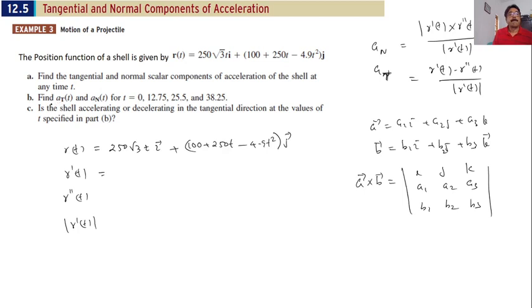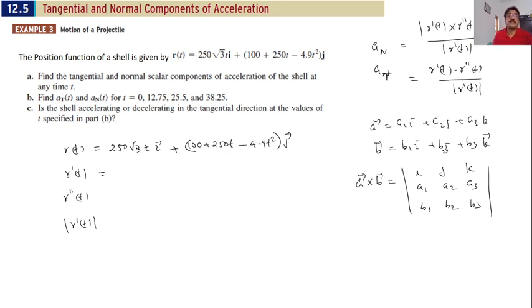In part B, it is asked to find a_t at t equal to 0. So we will get a_t as an expression in terms of t, and putting t equal to 0, we will get a_t. Similarly, you can calculate a_n.